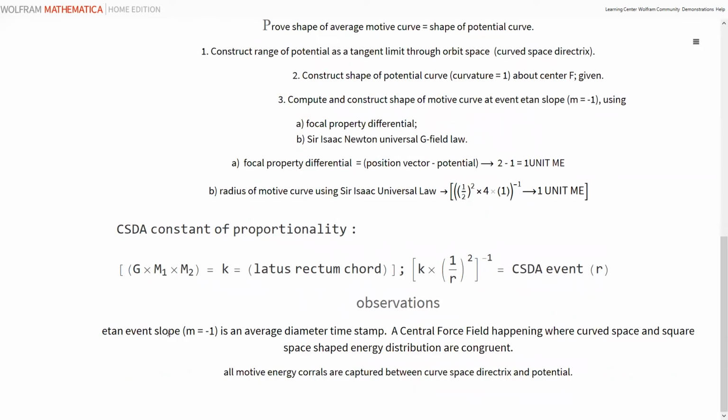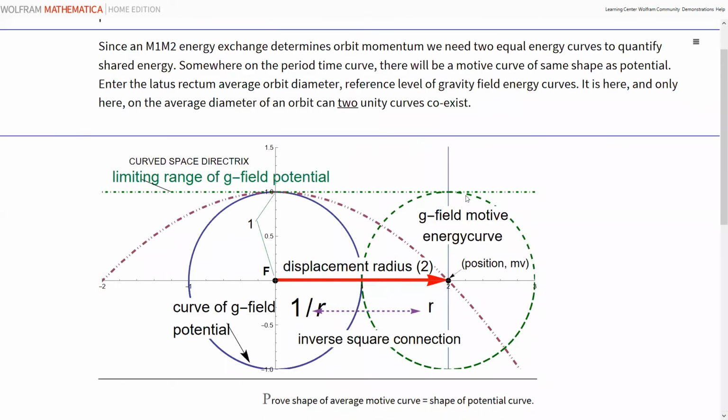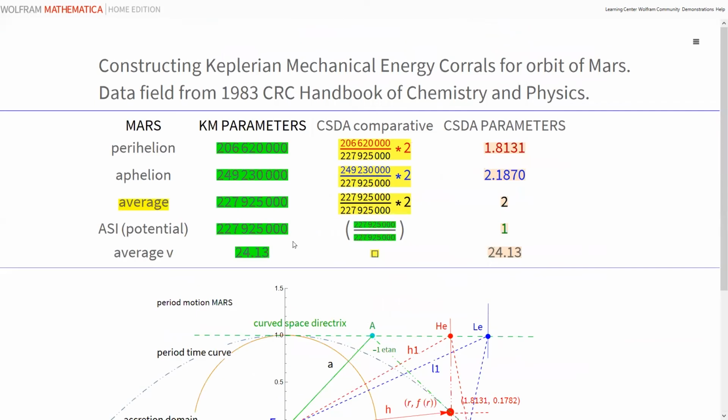E tangent event slope, M equals -1, is an average diameter timestamp of central force field happening where curve space and square space shaped energy distribution is congruent. All motive energy corrals are captured between the curve space directrix and the system potential of M1.